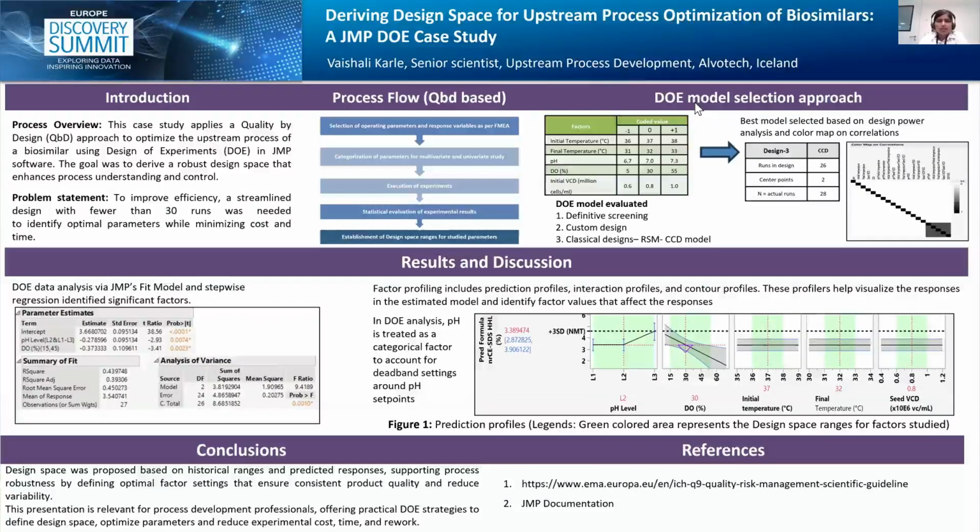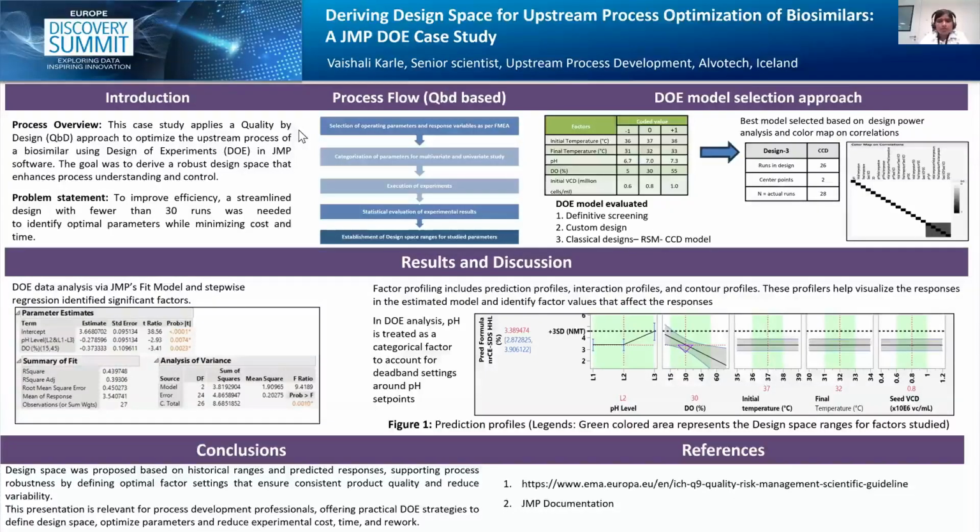So in the factor profiling, we went ahead with the interaction profile, then prediction profile, and the contour profilers. In the prediction profiler, we treated pH as a categorical factor to account for the deadband settings around the pH set point. If we can see in figure 1, where we have included the prediction profilers, we can see the pH as levels like L1, L2, and L3. That was a little modification apart from the settings we had selected during the DOE.